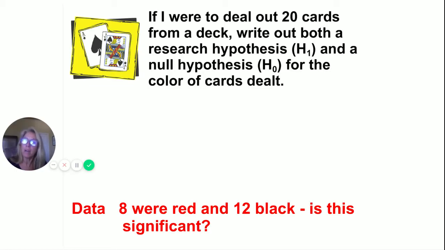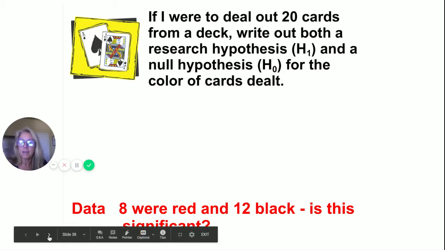And you would probably tell me, well, 20 cards, all the cards are either red or black, so 10 would be red and 10 would be black. But if I got 8 cards that were red and 12 cards that were black, is there something wrong with my deck of cards? So let's analyze that.